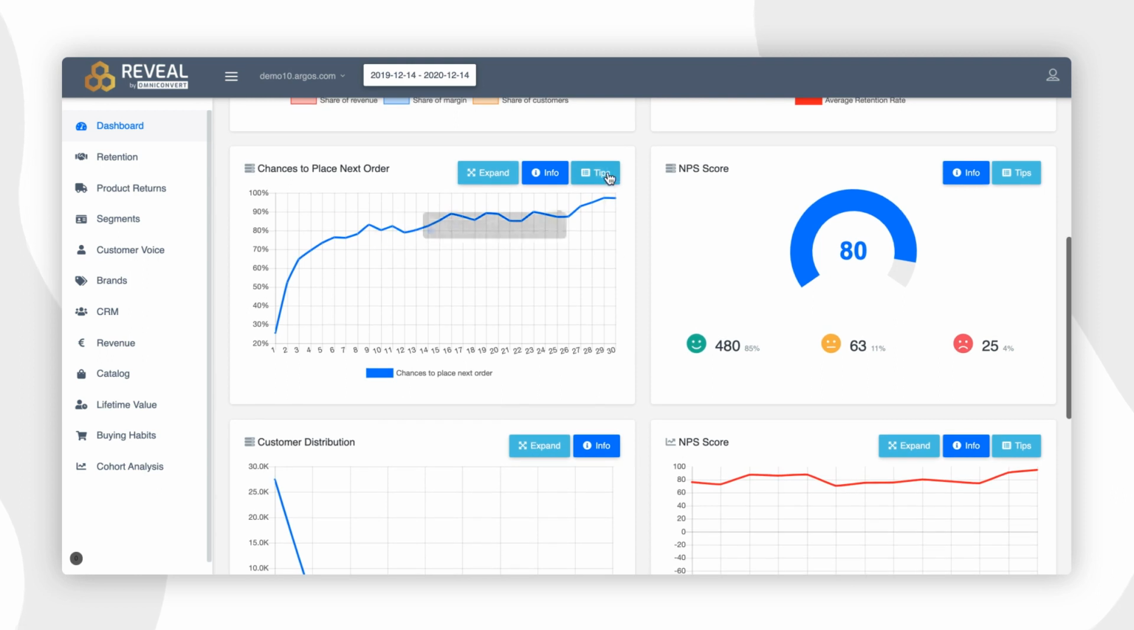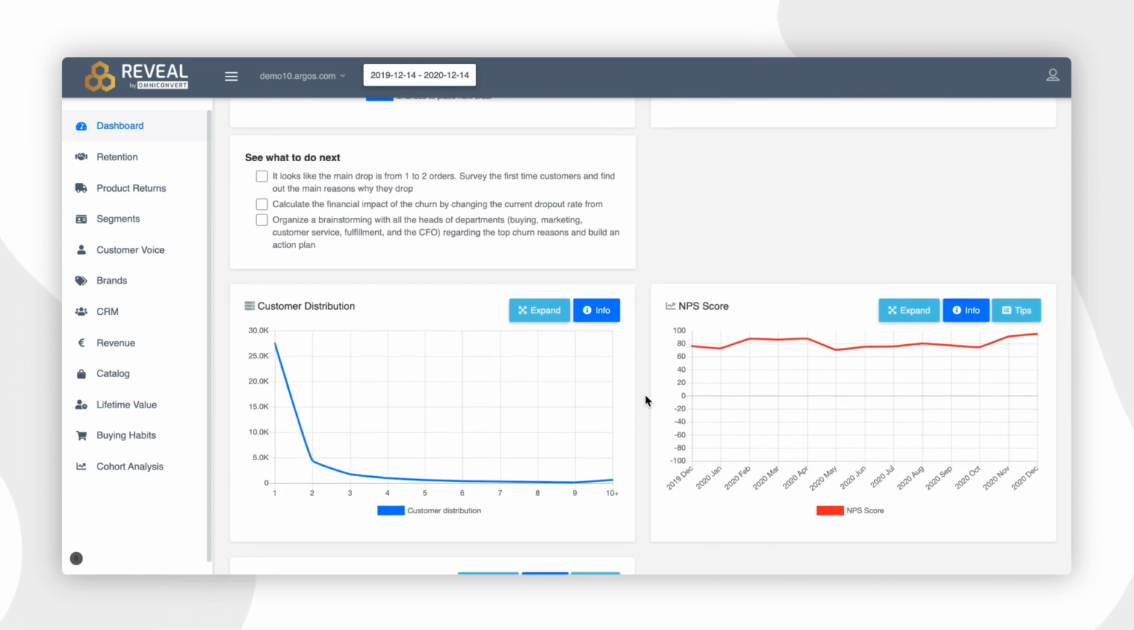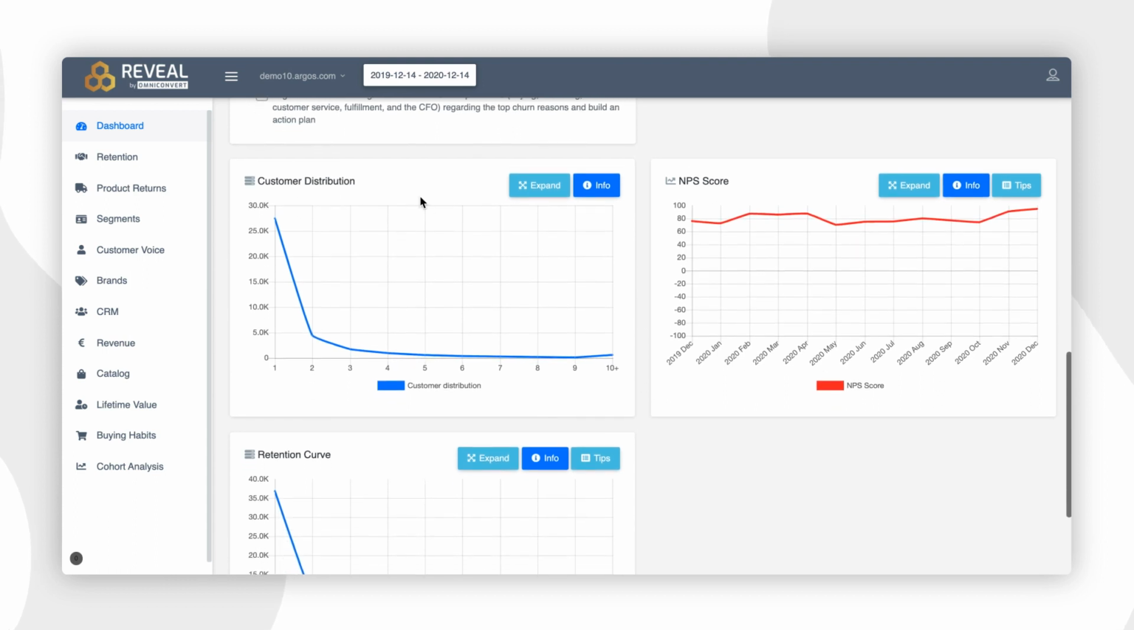Customer distribution. This report shows you how many of your customers placed exactly one order, or two orders, or 10 orders. In this case, the volume of customers that place more than one order decreases and increases after 10 orders, outlining a gap in the customer stickiness.